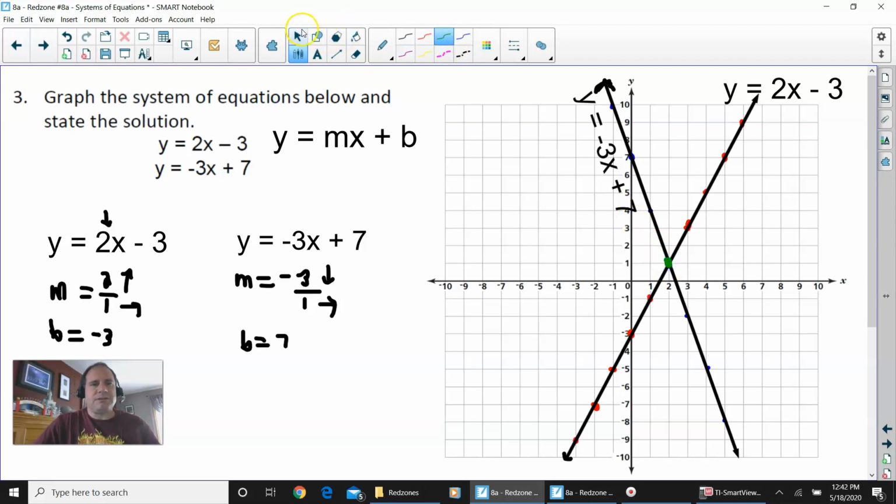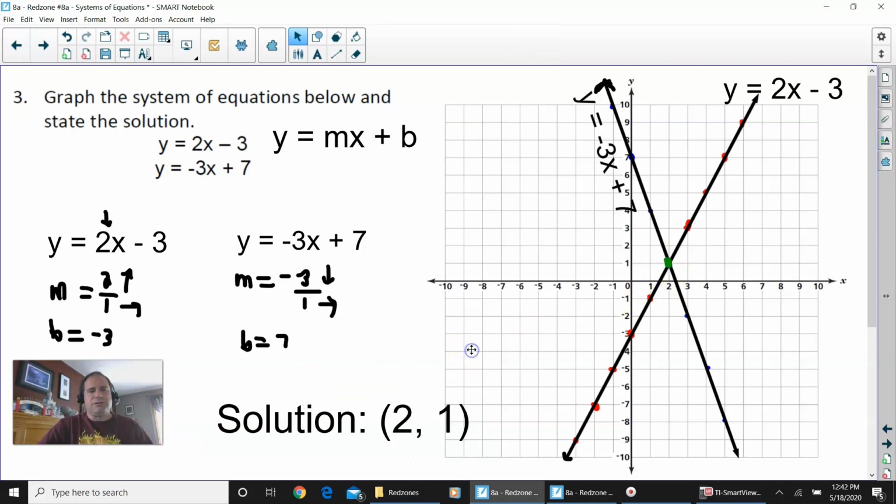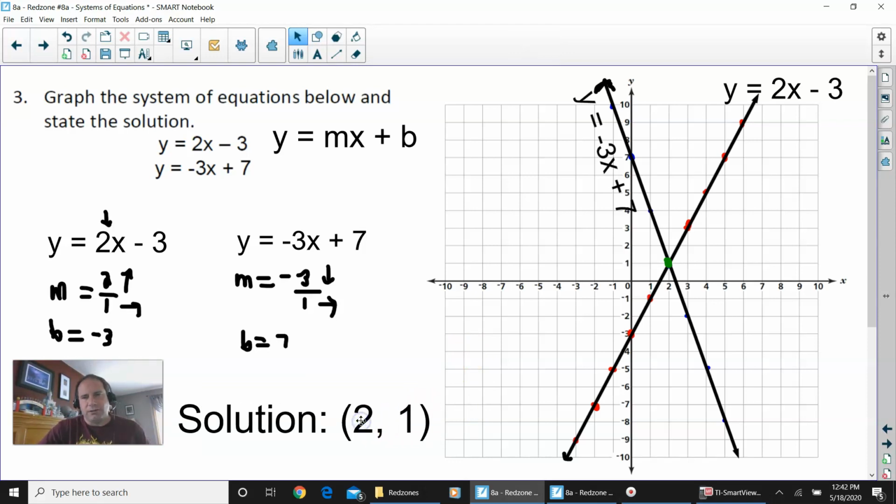The solution to any system is where those two lines intersect. And they intersect at 2 to the right and 1 up. Do you see this right here? That is the solution. So the solution is (2, 1). And that's it. That's how you do it.